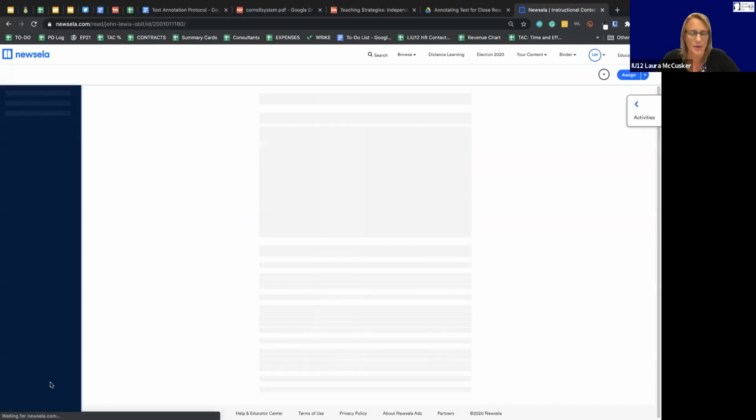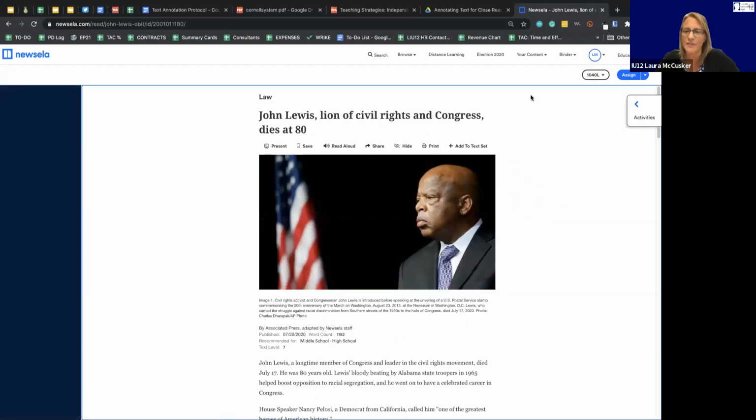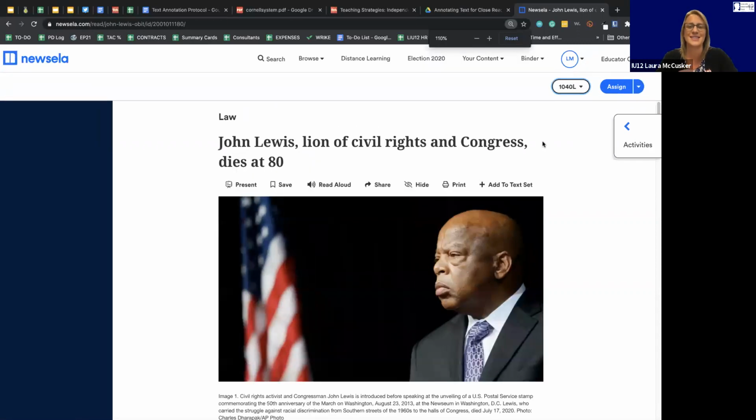Let's look at John Lewis. So it looks like there is an article here. If you're not familiar with the site, up here are different Lexile levels. For close reading, we really want to encourage students to be looking at the same grade level text. And then what we would do is provide scaffolds up so that the student could be successful. So we see things like read aloud, hide, add to text set.